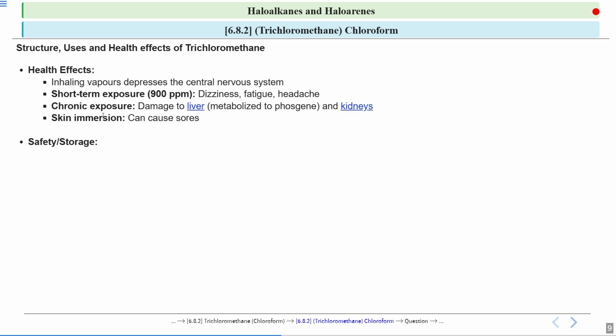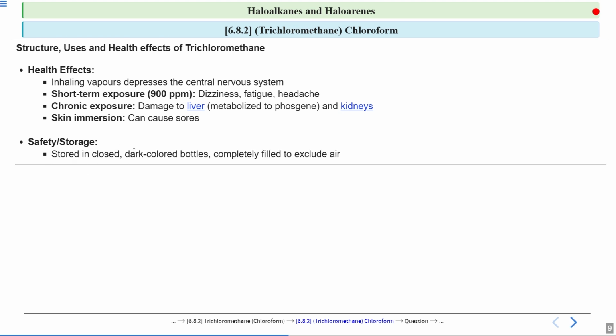Safety and storage. Now it has lots of health effects, right? So what are the safety measures or the storage conditions that you have to follow while storing the chloroform? What are the safety precautions that you have to take? Stored in closed, dark colored bottles, completely filled to exclude the air.